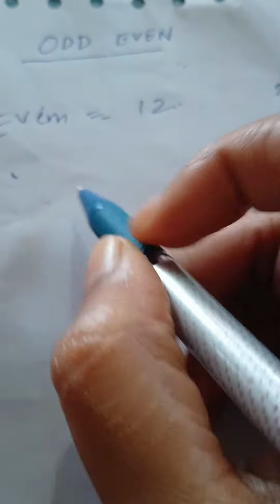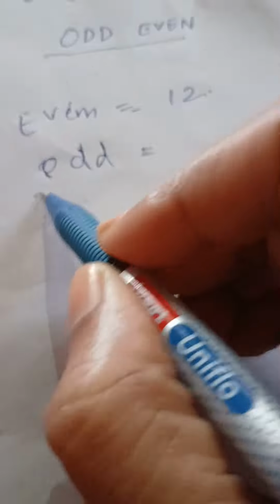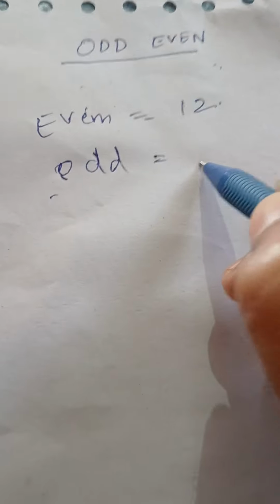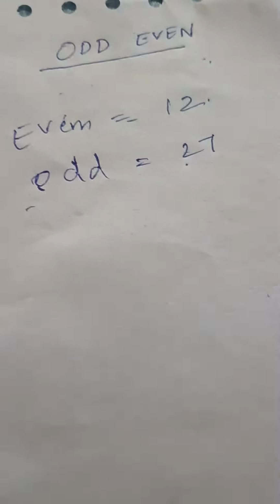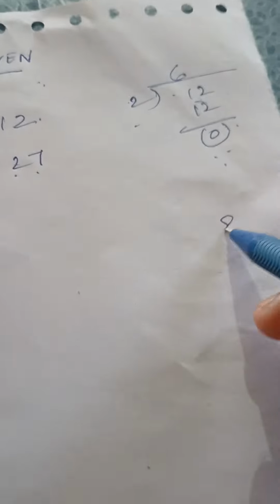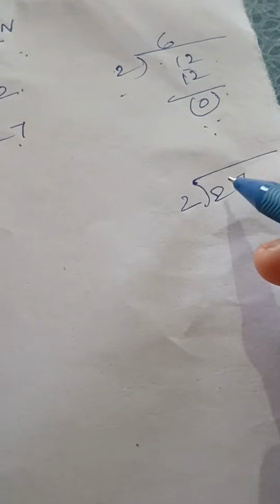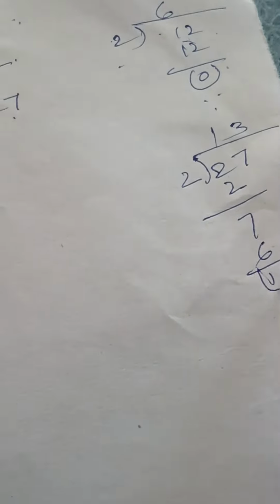So 12 is an even number. And odd numbers are, for example, 27. Whatever number you take, it should be divisible. 2 ones are 2, 2 threes are 6, and the remainder is 1. So the remainder will be 1. It is not divisible by 2, so it is an odd number.